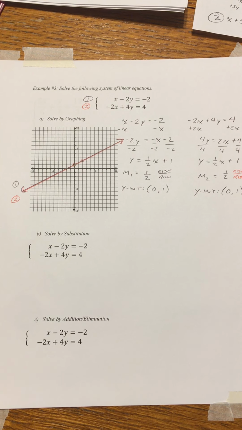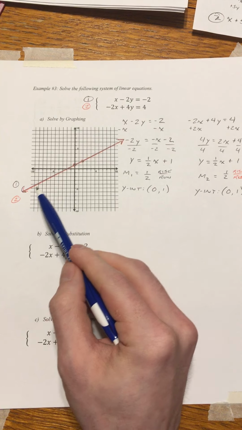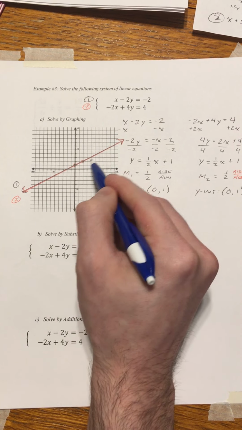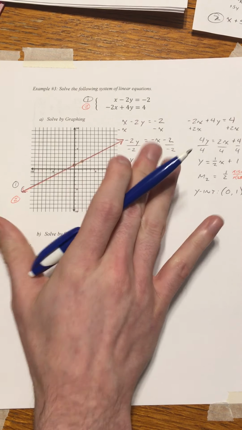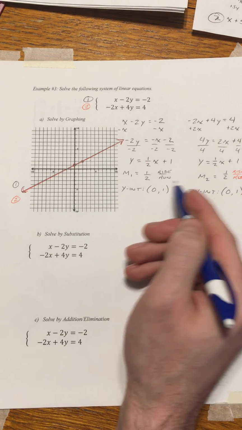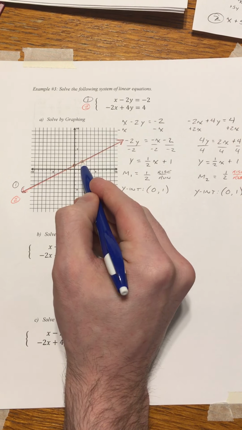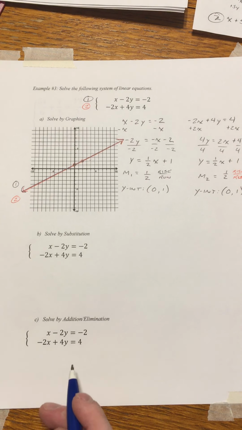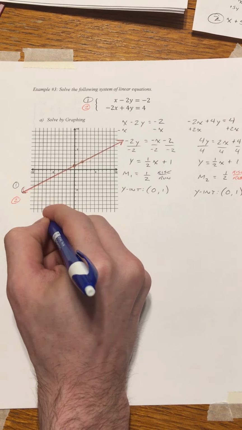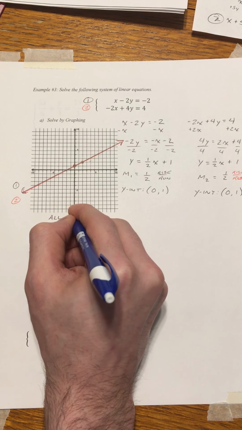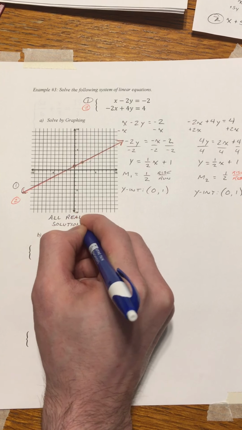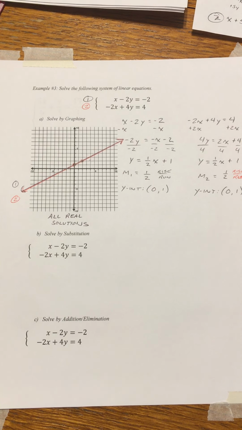So what does this mean? This means that we have all real solutions. It does not matter where you are, the other equation is the exact same equation. So this point will correlate to the exact same point because it's the same line. So knowing that it's all real solutions, we still have to put this in the correct form.